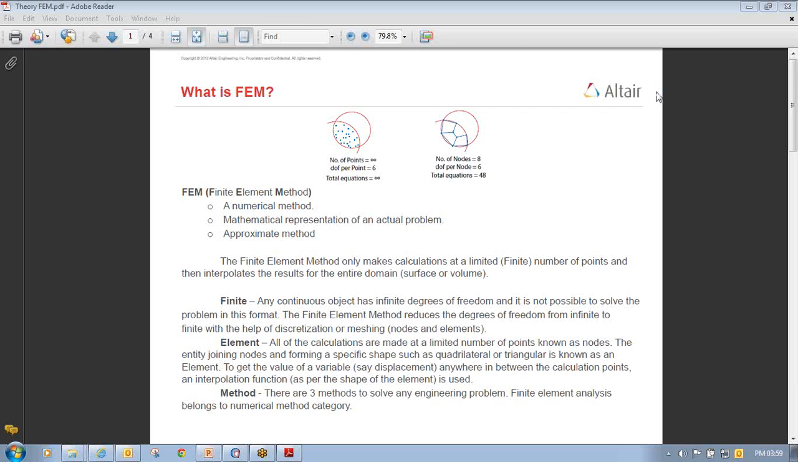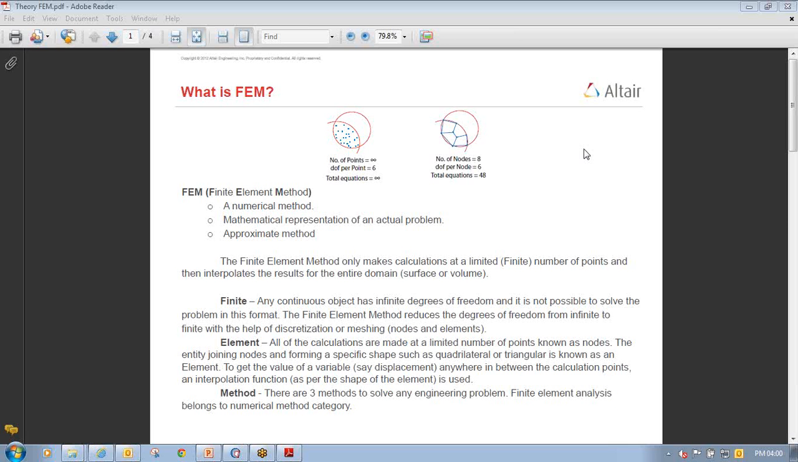So today we are going to discuss what is FEM, how software interpolates the results, and what is degree of freedom. These are the theory topics which we are going to cover in this webinar session. So let's start the session with what is FEM.